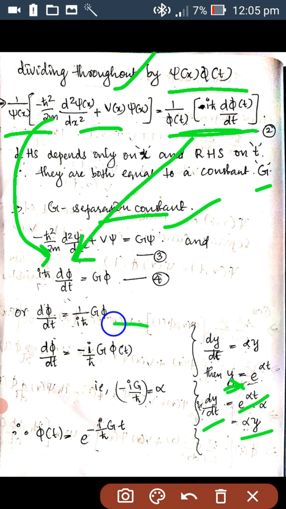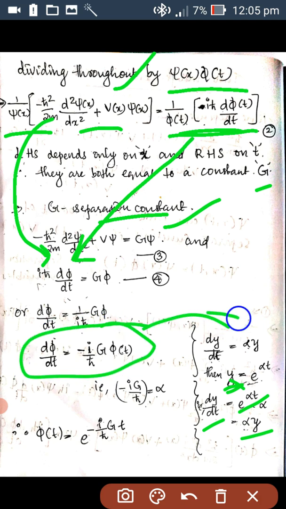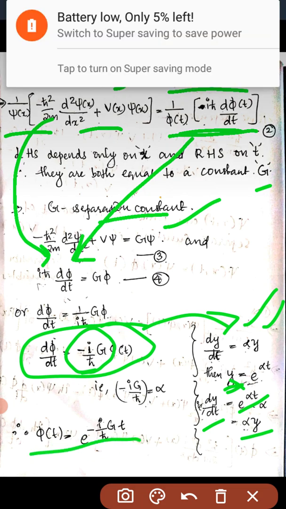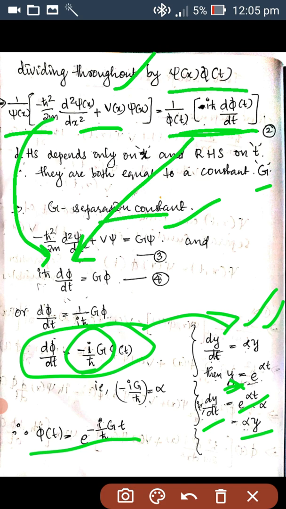This is the same function like this one, d phi by dt is equal to minus i by h cross g into phi of t, where minus i by h cross g is alpha. It is a constant. Then phi of t is same as y. It is a function. So the solution is phi of t is equal to e to the power minus i by h cross g into t.